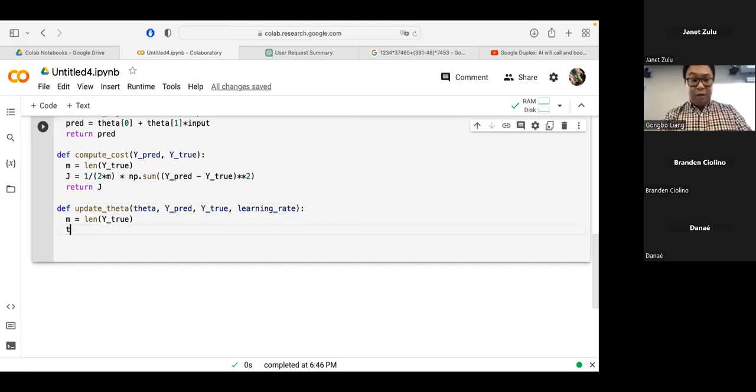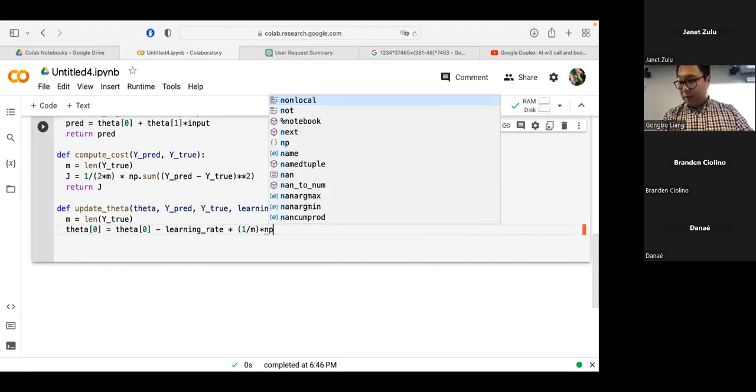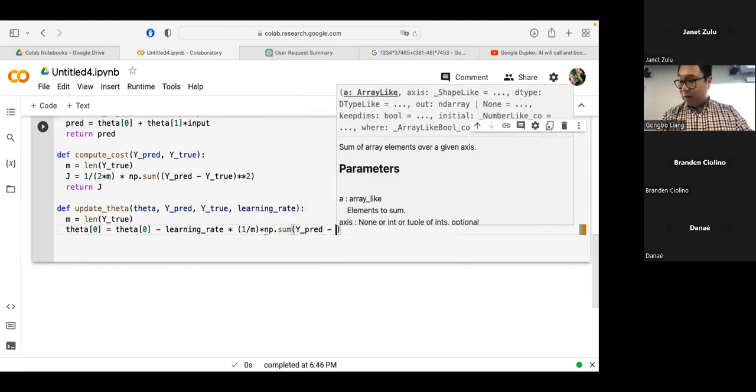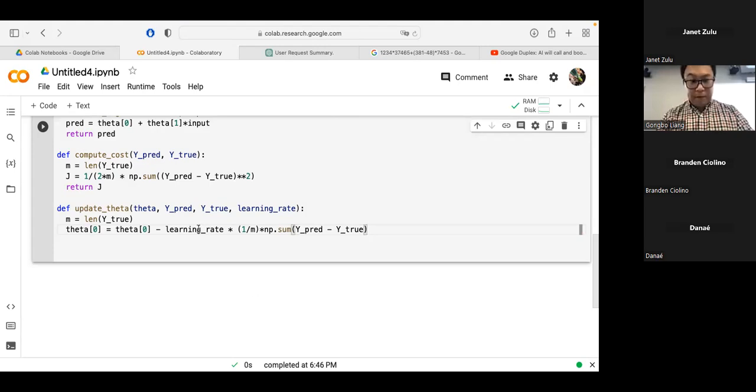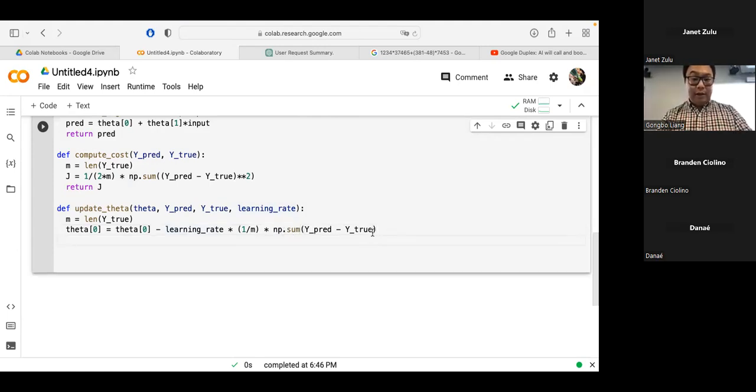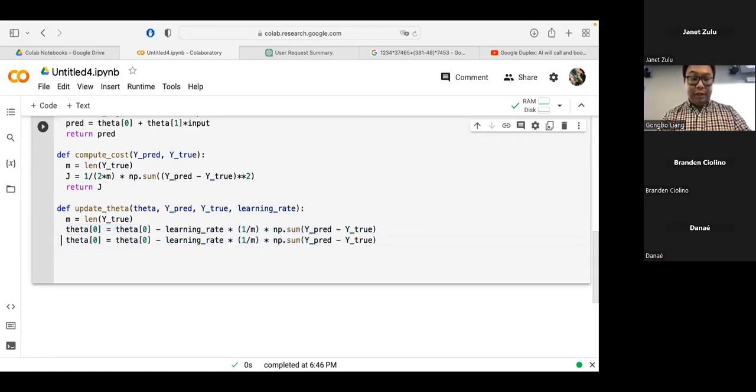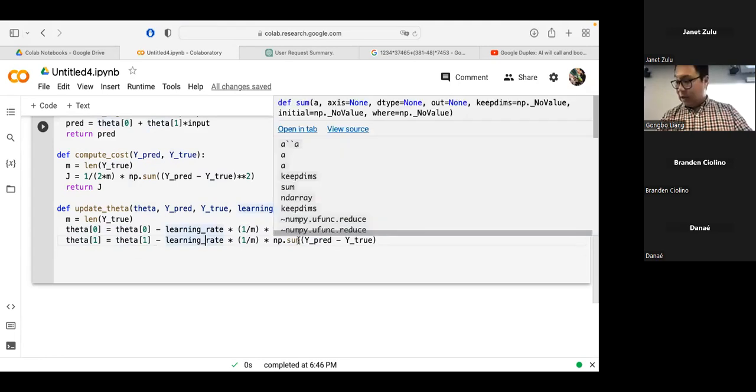So back to the equation. Theta 0 equals theta 0 minus learning rate times 1 over m times, again, the differences: np.sum of y predict minus y true. This is for theta 0. Then for theta 1, we need one additional equation, and I will just fix it here. Learning rate times 1 over m, then times.